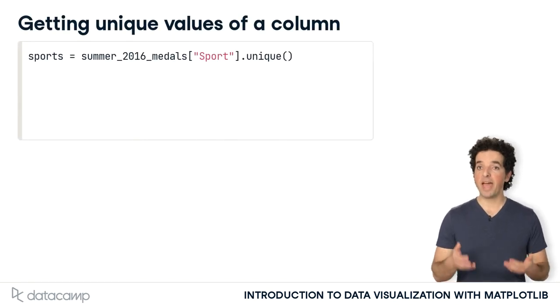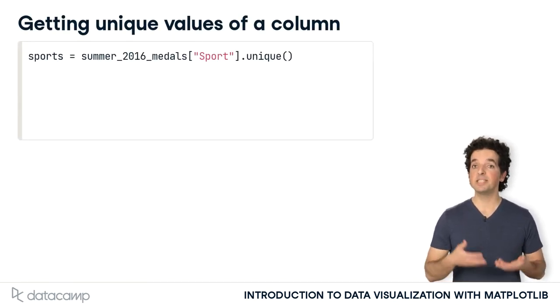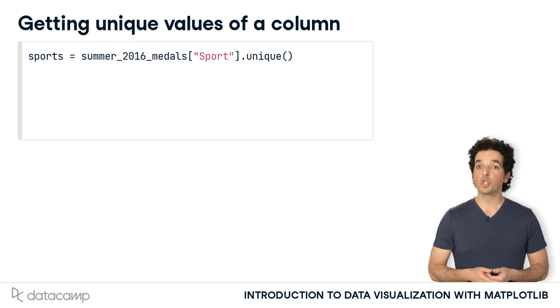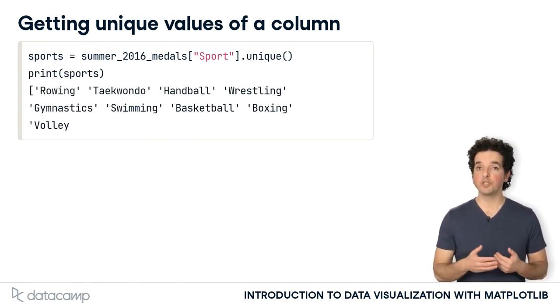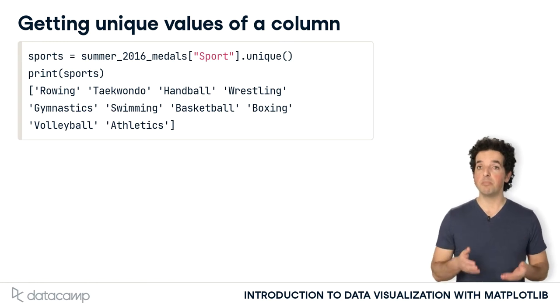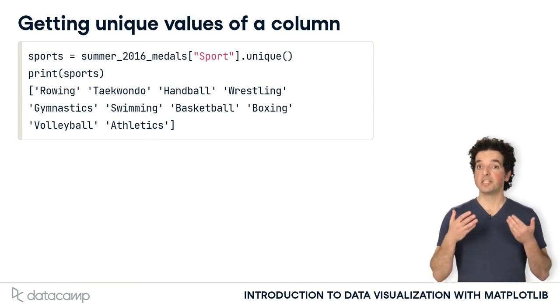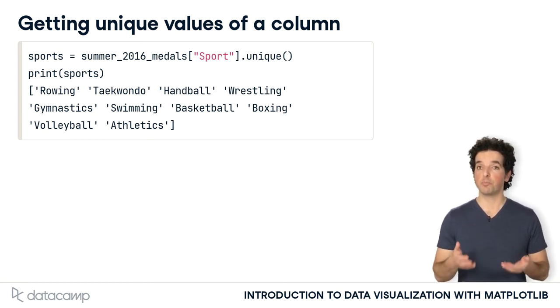A column in a pandas data frame is a pandas series object, so we can get the list of different sports present in the data by calling the unique method of that column. This tells us that there are 10 different branches of sport here.